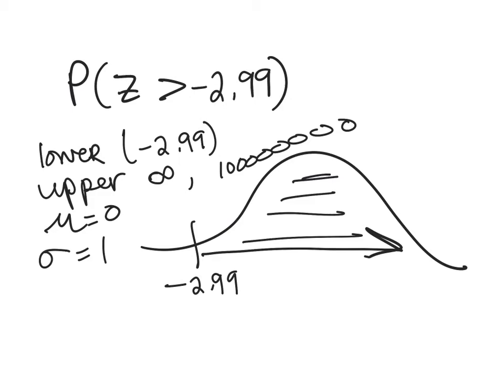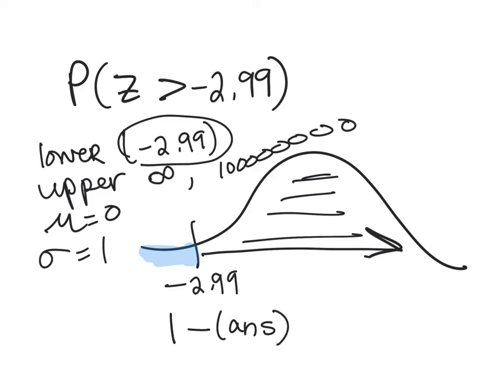If you are using either one of the older TI-83s where it doesn't give a lower and upper limit, or Excel, you're going to put in this negative 2.99, and it's only going to provide you with this lower limit right here. So in order to find the right tail that you're looking for, put in that negative 2.99, and get this number, and then take 1 minus the answer that you got.